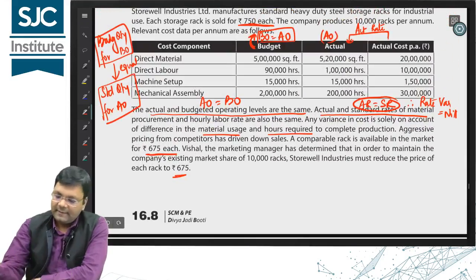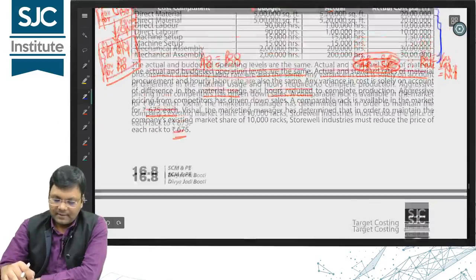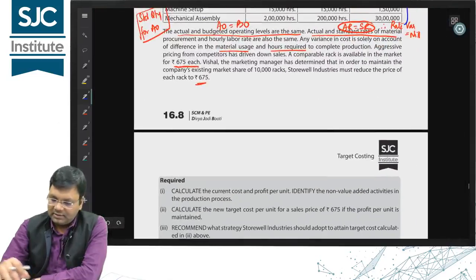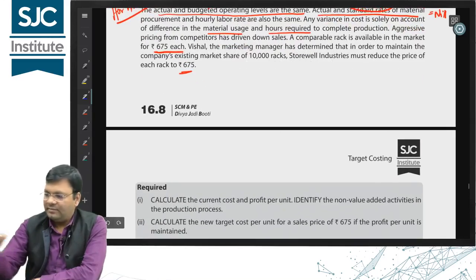Current cost means actual cost. These are your actual cost for 10,000 racks. So add it up and divide by 10,000, and profit per unit will be, your selling price is given. So selling price minus cost will give you the profit. So tell me the answer please.